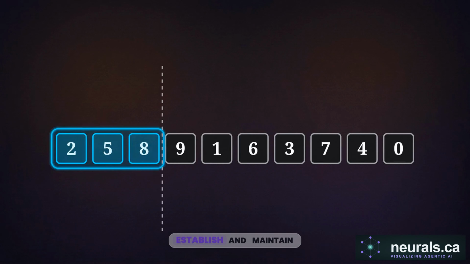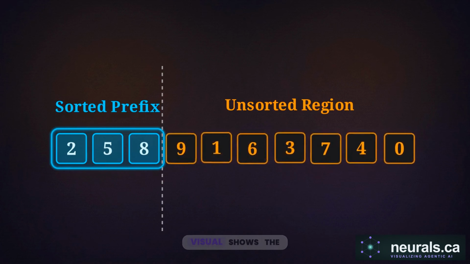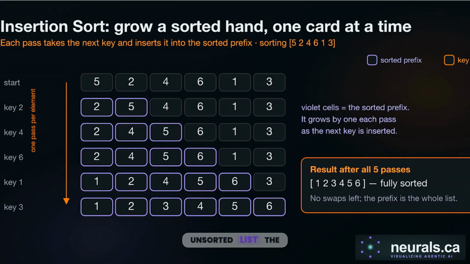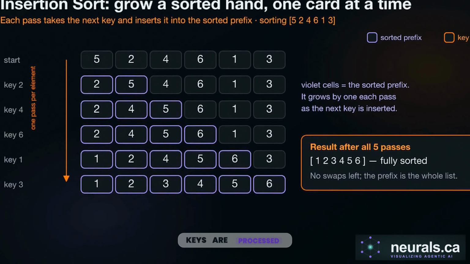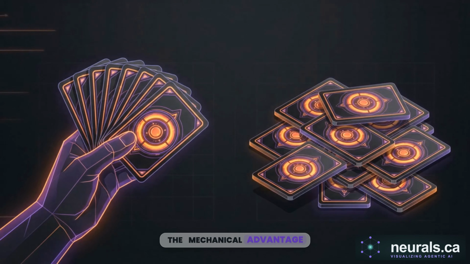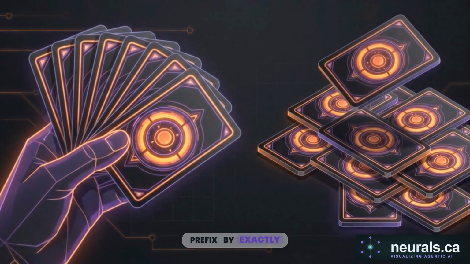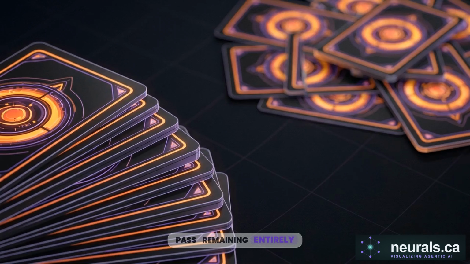The algorithm must establish and maintain a completely sorted prefix on the left side of the data. This visual shows the process on an unsorted list. The algorithm treats the first number as a sorted prefix. As the next keys are processed, they're pulled into place, expanding the violet cells, until the 1 sinks to the front. The mechanical advantage here is isolation. The algorithm securely grows that sorted prefix by exactly 1 element per pass, remaining entirely blind to the chaos of the unsorted numbers waiting on the right.